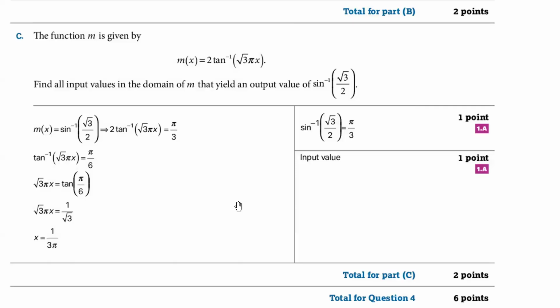Unit circle time. Go to pi over 6. What is y divided by x? Well, y divided by x is going to give me 1 over the square root of 3. After I do that, the goal is to get x by itself. So to get x by itself, I'm going to divide both sides by square root of 3 pi, and it simplifies down to 1 over 3 pi.